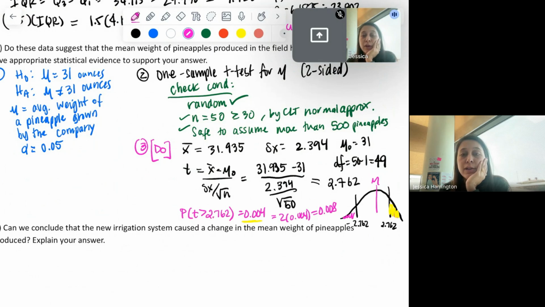So I did all this by hand, but you can also do this in the calculator. If you want to pause and do the t-test under stats test, you just pick mu not equal, like H0 not equal to Ha, and it should do the double calculation for you. You don't have to account for it, okay? So I would pause and do that and see if you get the same thing, okay? So we found it's 0.008, which is less than alpha of 0.05.